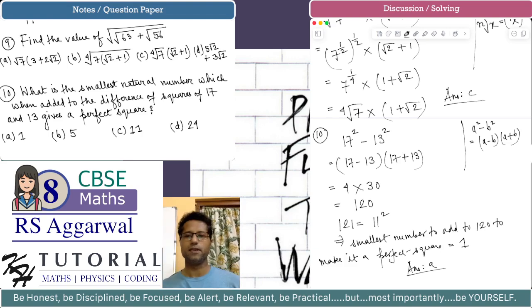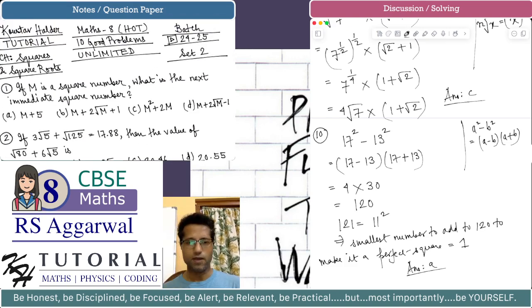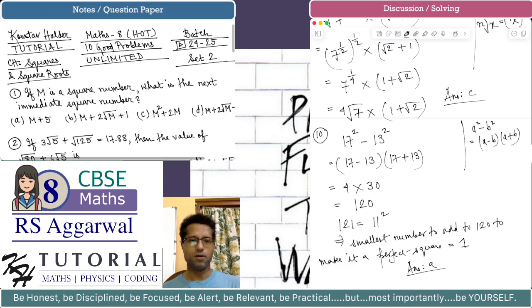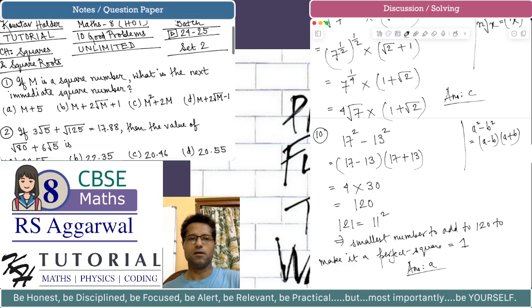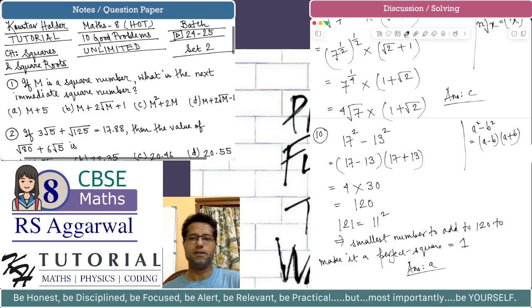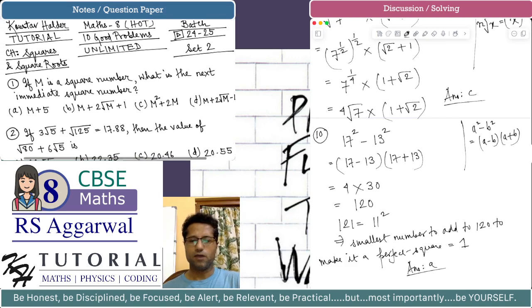So this brings to an end in solving the set 2 of 10 good problems on the chapter of squares and square roots. This sort of problems will be a good practice or evaluation of your understanding on the chapter of squares and square roots. So I will keep on coming up with 10 good problems for all the chapters that I complete in the other playlist, that is CBSE Maths 8 RS Agarwal, so that you have a good practice of your understanding of the chapter concepts.